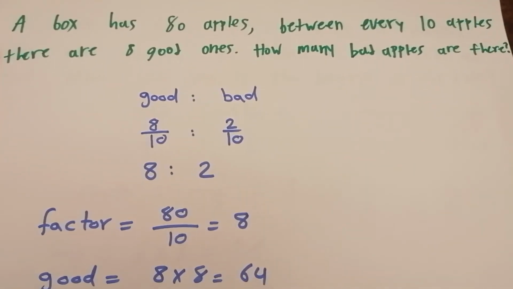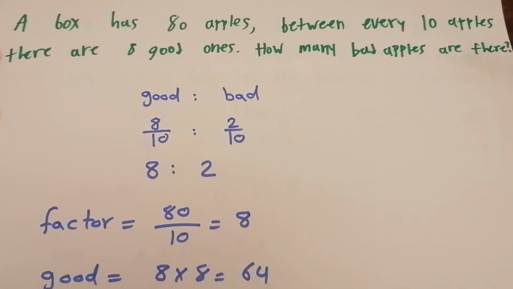Okay, this question is a little bit different, but we're going to go through it together. A box has 80 apples. Between every 10 apples, there are 8 good ones. How many bad apples are there?